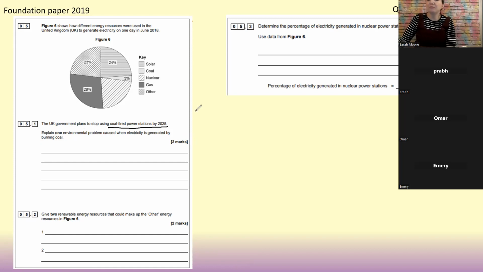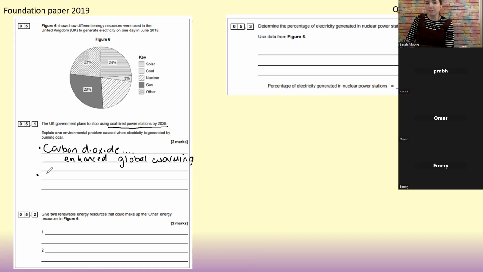Anything to do with burning fossil fuels, we should make links to carbon dioxide emissions. So burning fossil fuels should always make you think, number one, carbon dioxide. Burning fossil fuels releases carbon dioxide. What's the problem associated with carbon dioxide? Well, it leads to enhanced global warming. And that would be sufficient for your 2 marks. Carbon dioxide is released, which leads to enhanced global warming. But it doesn't stop there.